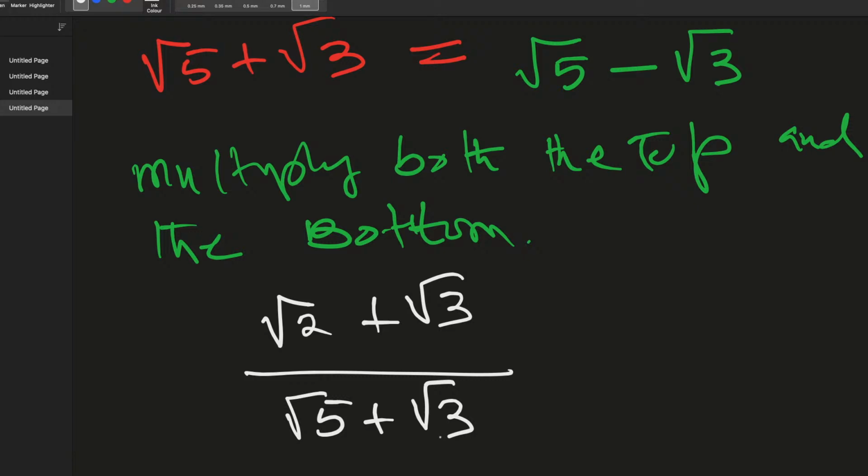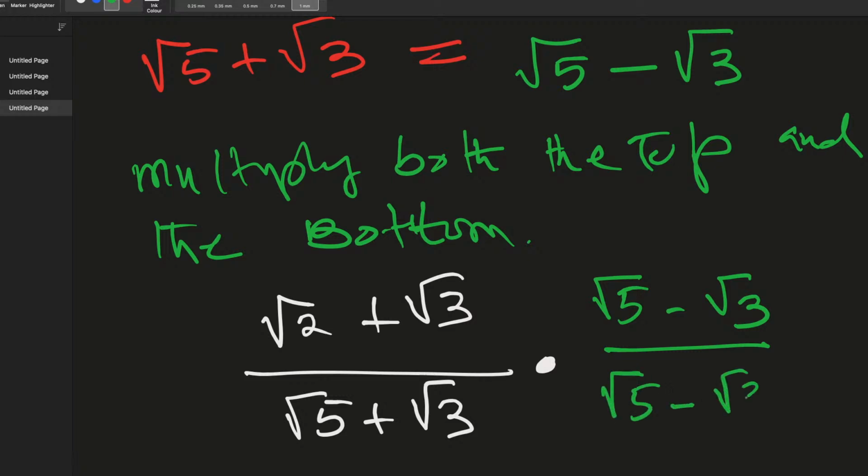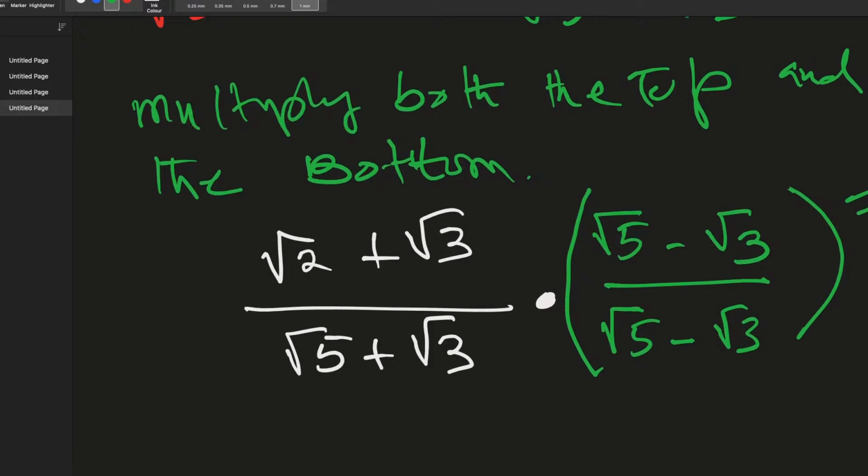Friends, we know that when we multiply both sides by root 5 minus root 3, divided by root 5 minus root 3, all this boils down to equal 1. Okay, so the beautiful thing is it's so easy if you look at it from this perspective. You see that we have multiplied both the top and the bottom by this one. But in effect, it nullifies to 1.